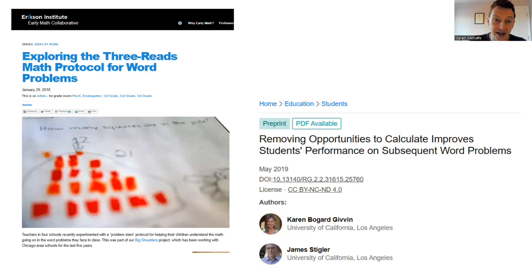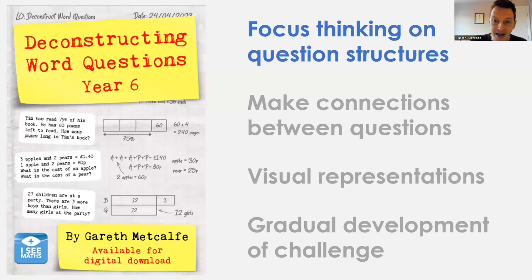For more background around this technique, here are 2 suggestions: the Ericsson Institute and Exploring the 3 Reads Math Protocol for Word Problems, or equally, Removing Opportunities to Calculate Improve Students' Performance on Subsequent Word Problems. Now, this aspect of the ebook is very similar to the next one, or it leads in very closely to the next one. Make connections between questions. So perhaps have a look at that video and how that leads in from what we've looked at here.